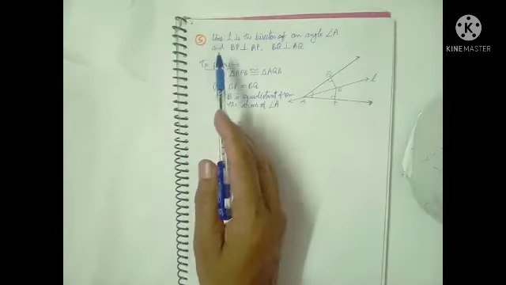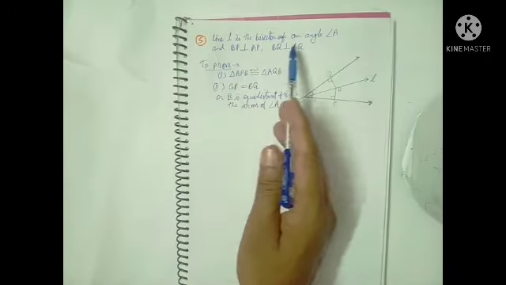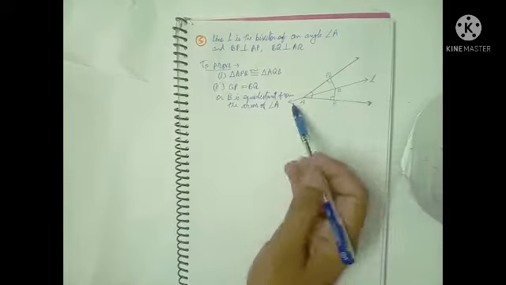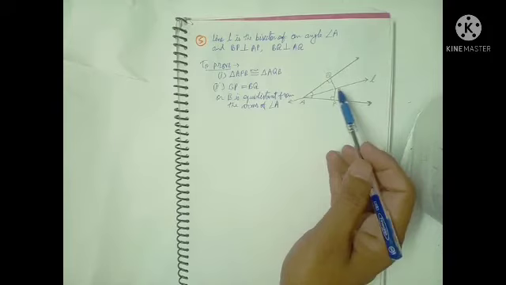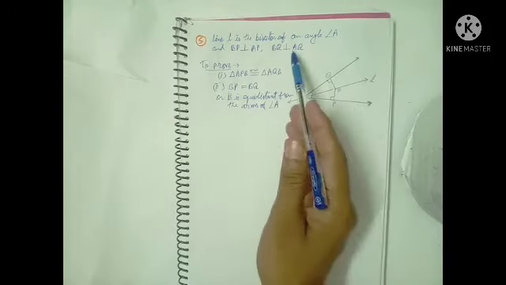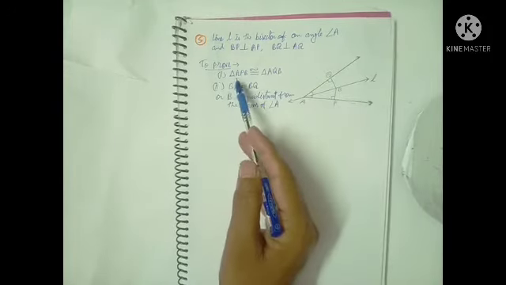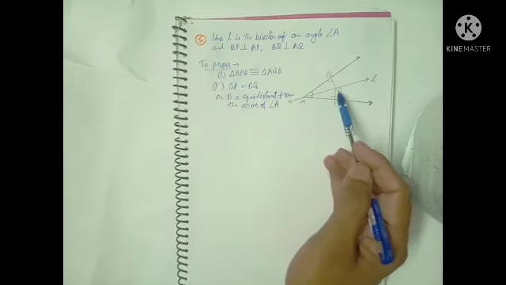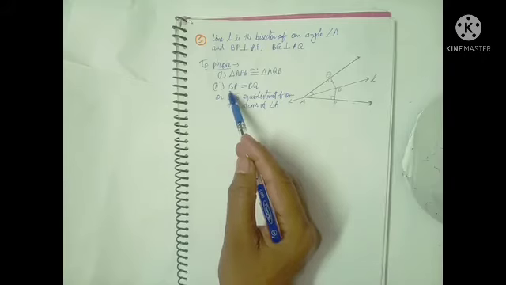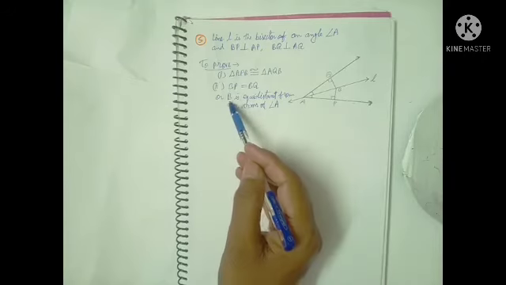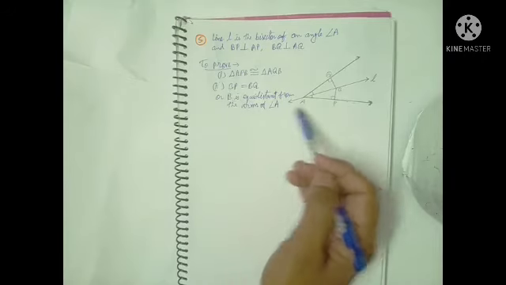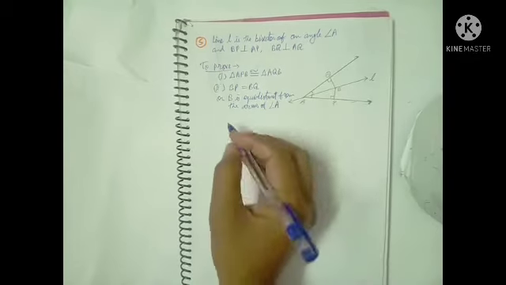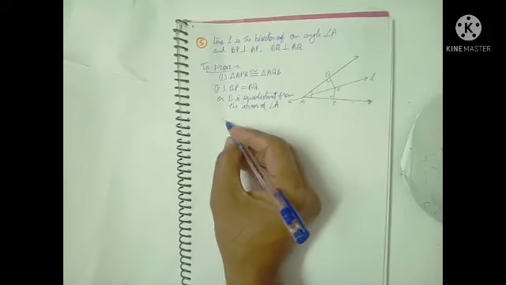Question number 5. Line L is the bisector of angle A, and BP perpendicular to AP and BQ perpendicular to AQ. It is given. To prove: triangle APB congruent to triangle AQB. Second part, BP is equal to BQ, or you can say B is equidistant from the arms of angle A. So students, first we should do some construction.